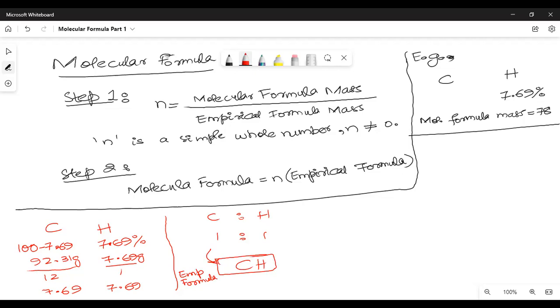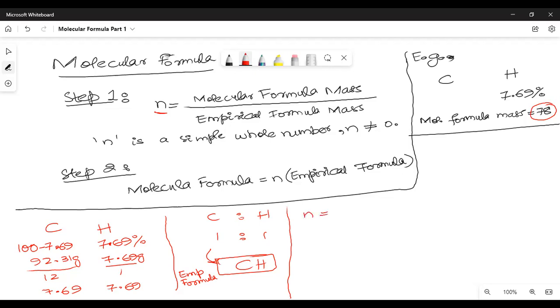Right? Yes, sir. Good, great. So now we are done with the empirical formula. That was the first step I asked you to do, and that was actually the only step I was supposed to do for you. Now, take a look at this. We need to find out N first. How would we do it? We'd divide molecular formula mass, which is given over here as 78 at your top right hand side, by the empirical formula mass, which is something that we're going to calculate.